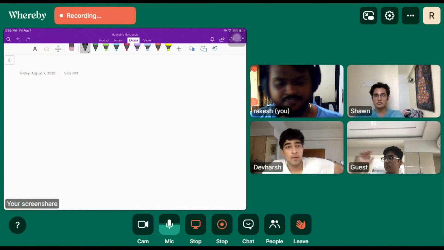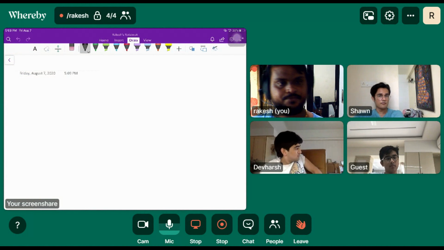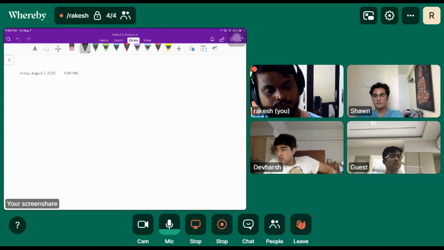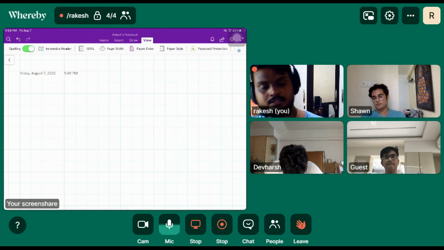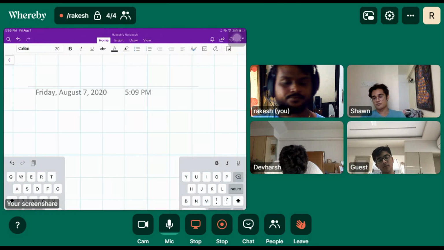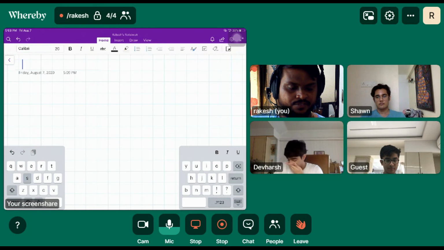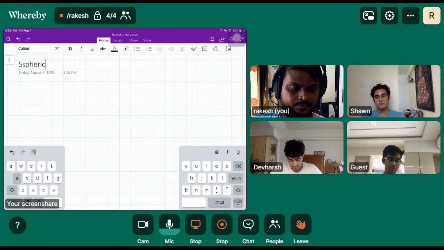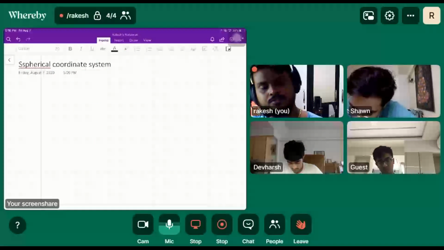Okay, so we have a new topic now. That's the spherical coordinate system. Let me just decorate something. Spherical coordinate system. You can give the heading: spherical coordinate system.